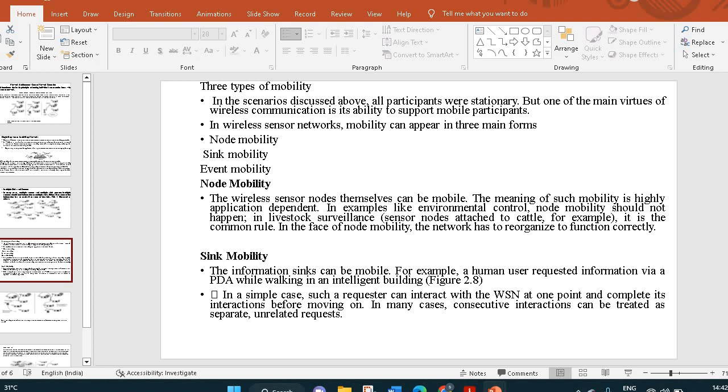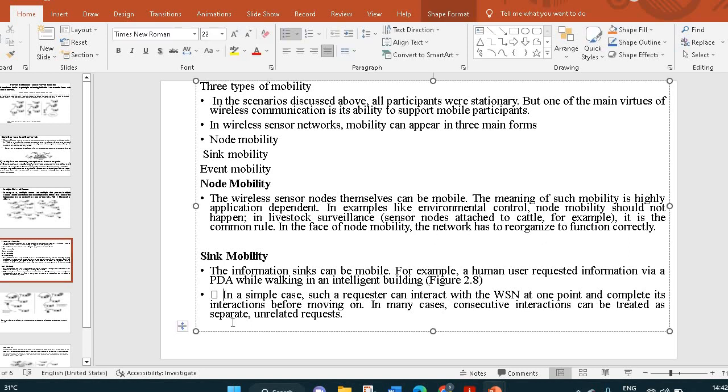In examples like environmental control, node mobility should not happen. In livestock surveillance, it is the common rule. In the face of node mobility, the network has to reorganize to function correctly. Sink mobility: the information sinks can be mobile.